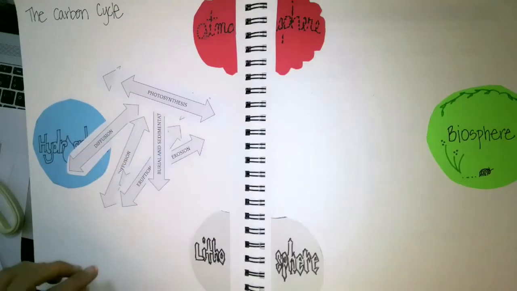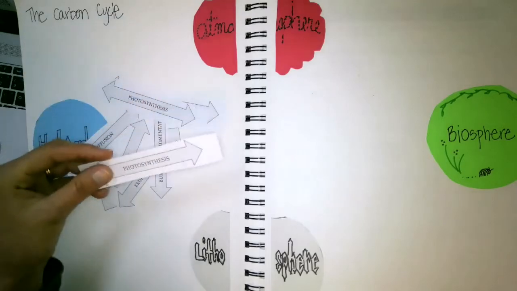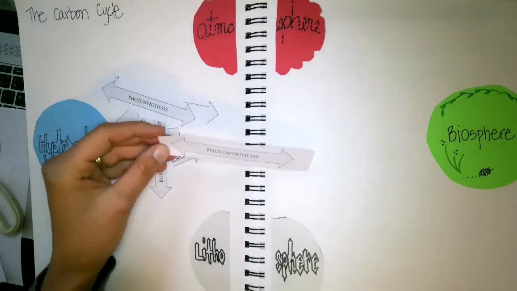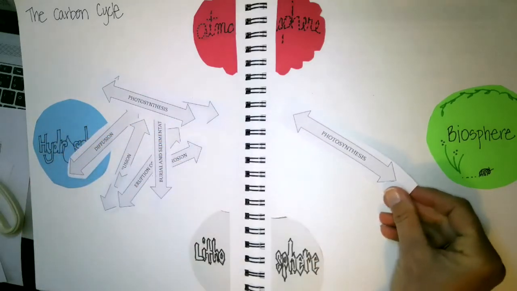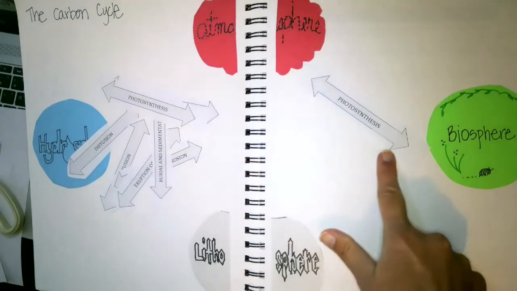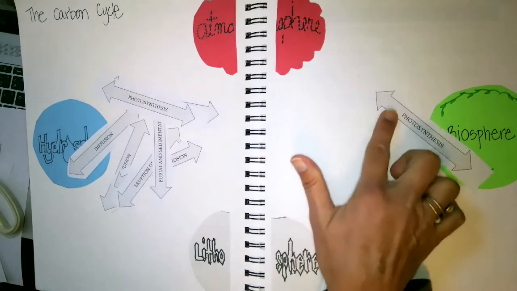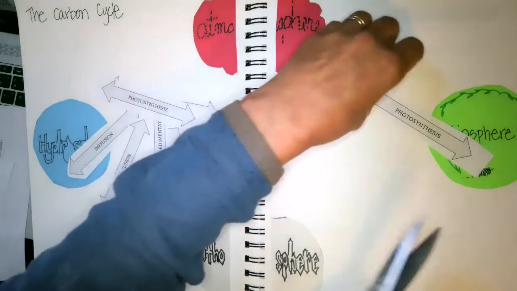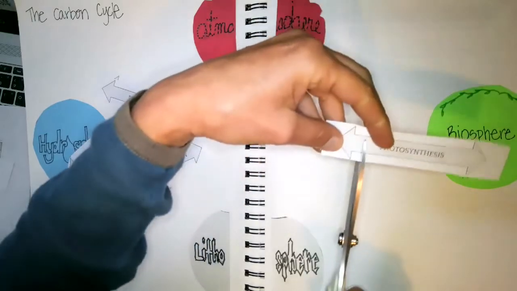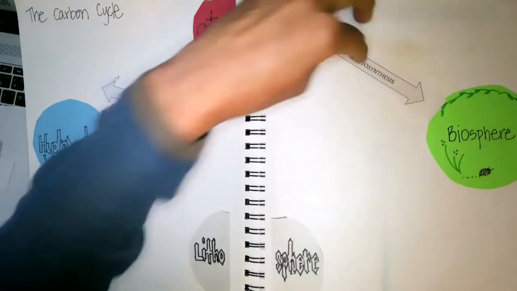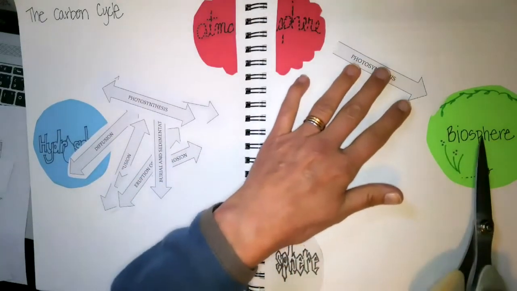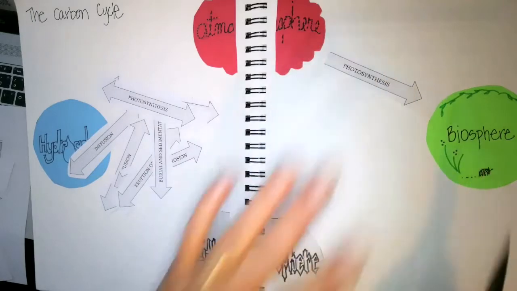Once you have all your little arrows cut out, then you have to try to figure out how to place them. One of them you can probably figure out without reading all the helpful hints is photosynthesis. You know that photosynthesis takes carbon out of the atmosphere and puts it into the biosphere. So for this arrow, you're going to have to cut off the arrow that's pointing from the biosphere to the atmosphere and just make it going in the direction carbon dioxide is going from the atmosphere as carbon dioxide into the biosphere as sugar. So then you would put this one right there.